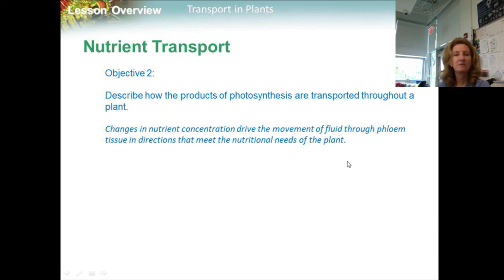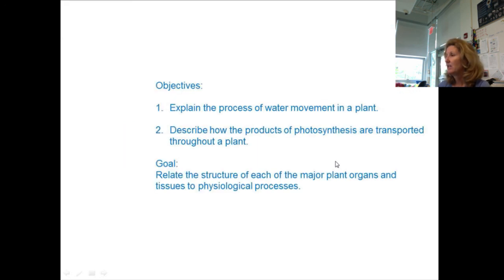So our second objective was to describe how the products of photosynthesis are transported throughout a plant. Changes in the nutrient concentration drive the movement of the fluid through the phloem tissue in directions that meet the nutritional needs of the plant. Our two objectives, again, were to explain the process of water movement in a plant and describe how the products of photosynthesis are transported through a plant, and they all relate to our goal, the structure of each of the major plant organs and tissues and the physiological processes. And that is the last lesson for Chapter 23, all about plants.